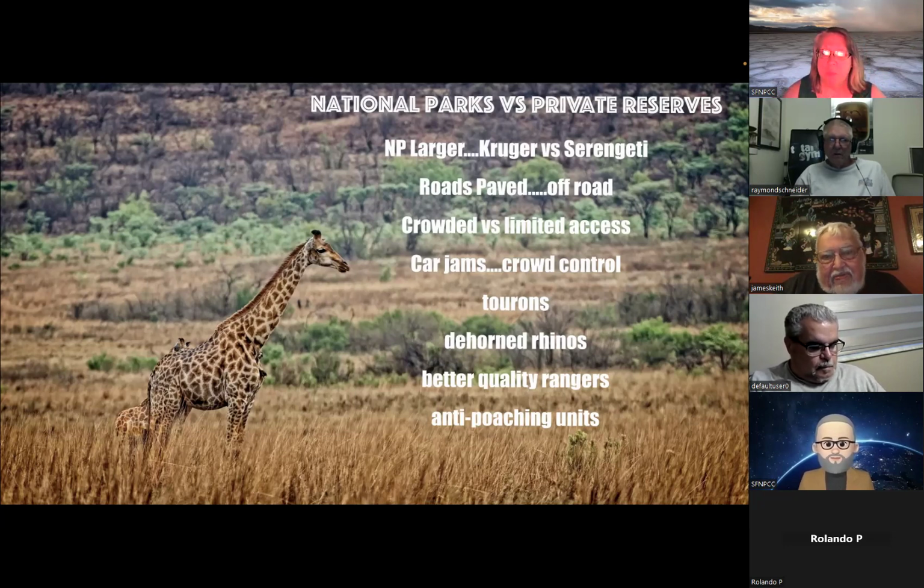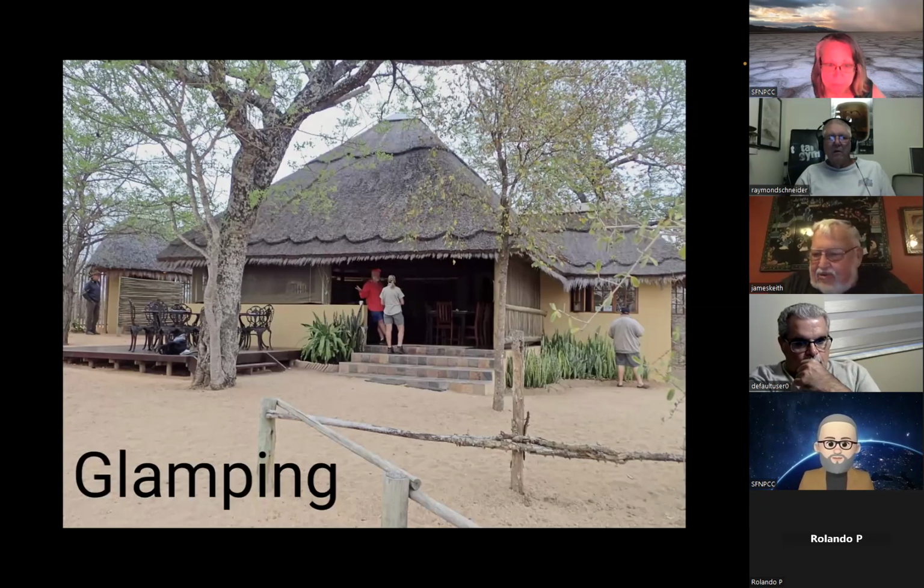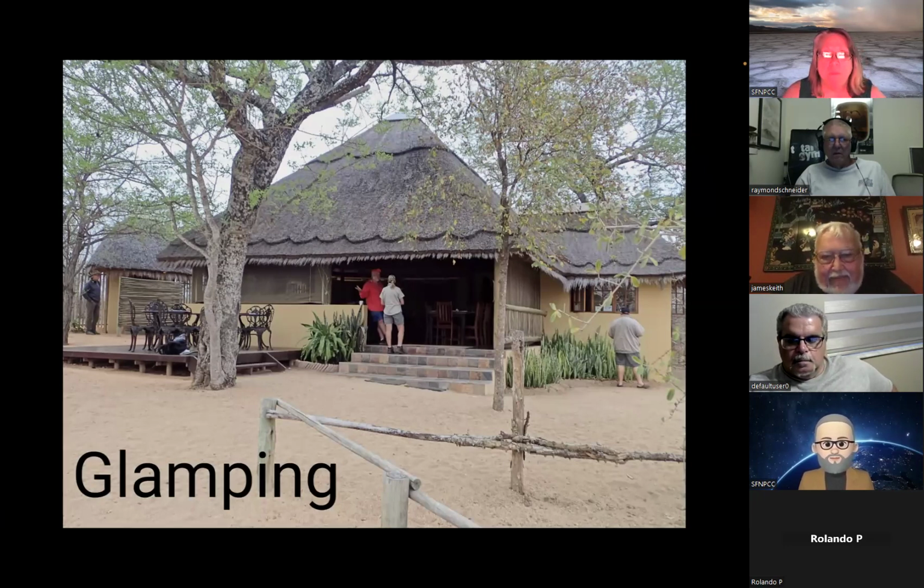Once you've decided the basic outline of what you want to do, you might want to consider where you want to go. In South Africa, you have two basic types of safaris. I call this glamping. These are like the budget safaris. And it's really like what it says, glamour camping.